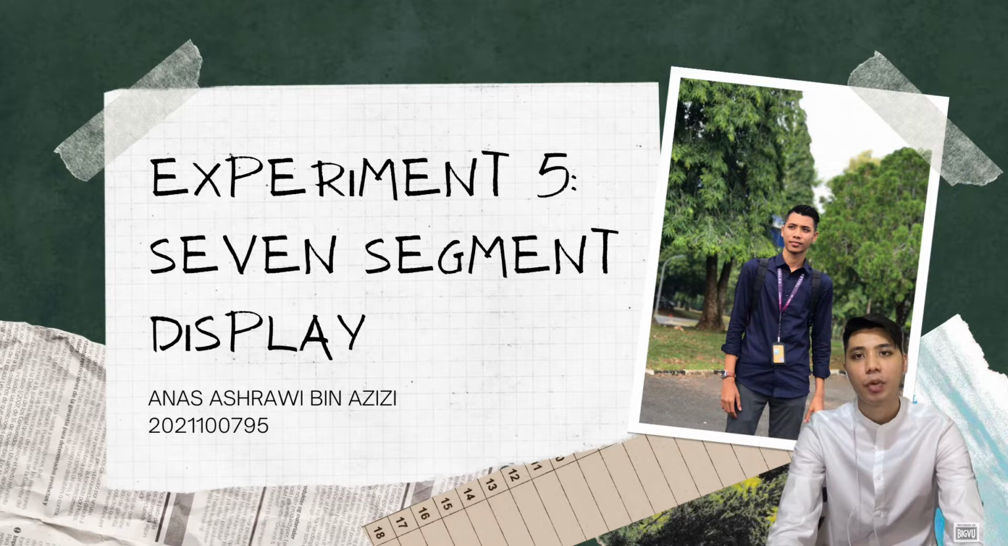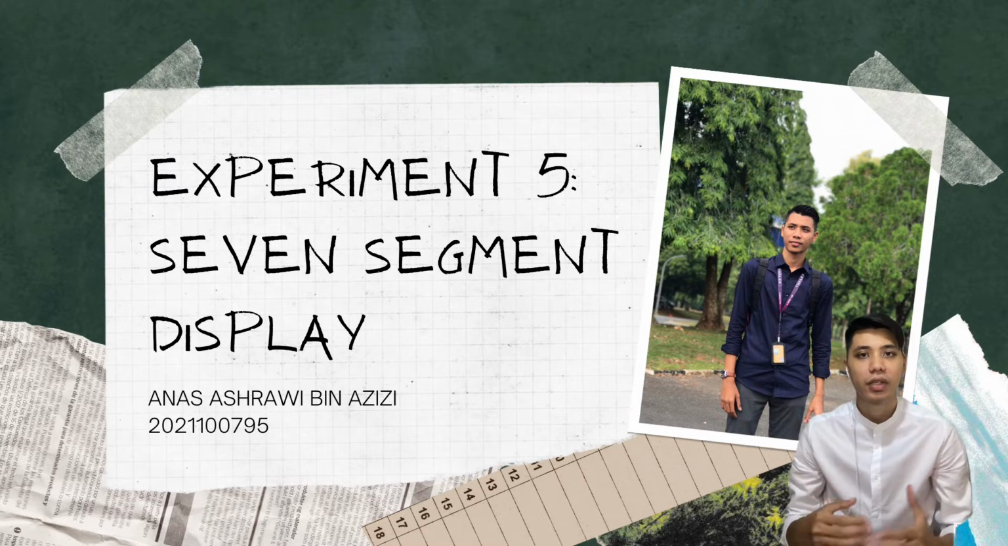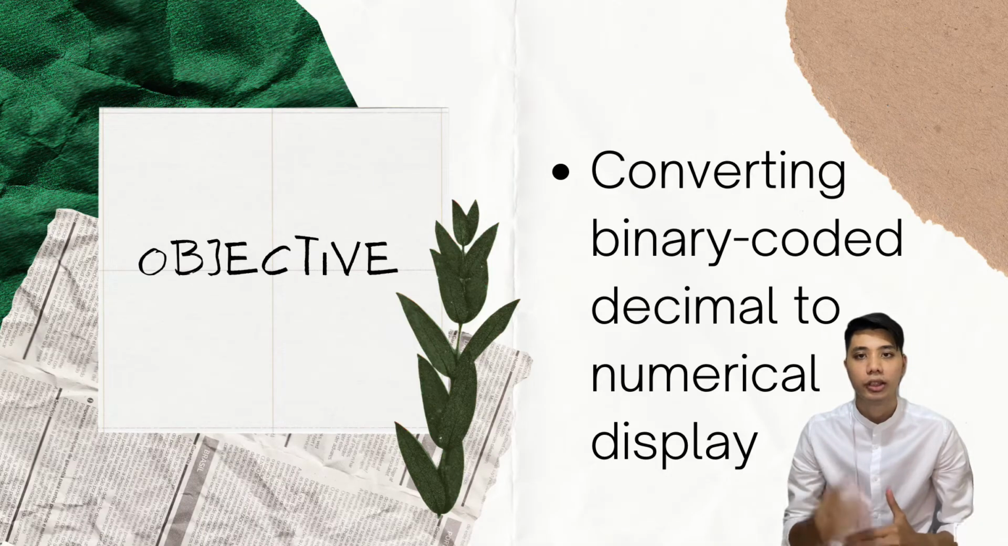Today I would like to present lab experiment 5. The title for this lab experiment is 7 segment display. This experiment is an easy to handle and very straightforward experiment. The objective for this experiment is to convert binary coded decimal to numerical display.